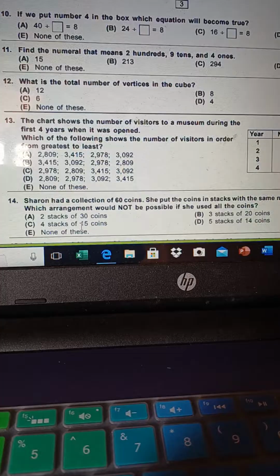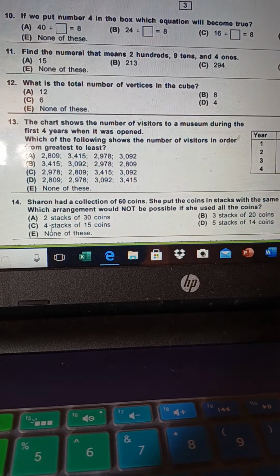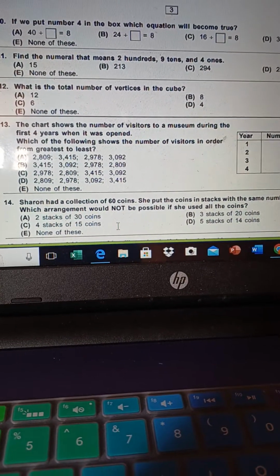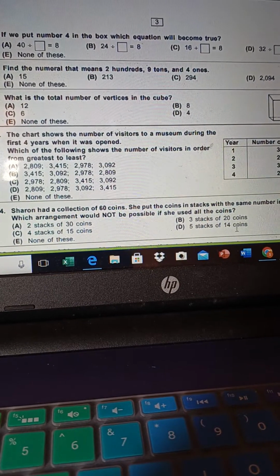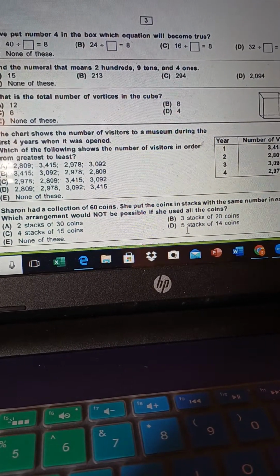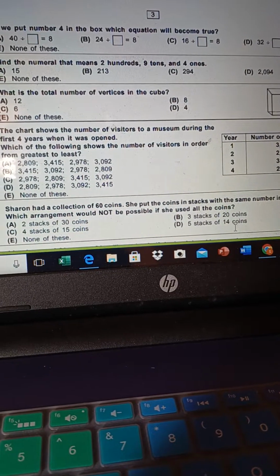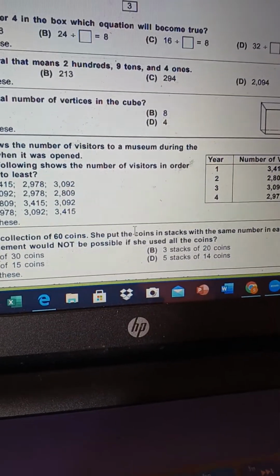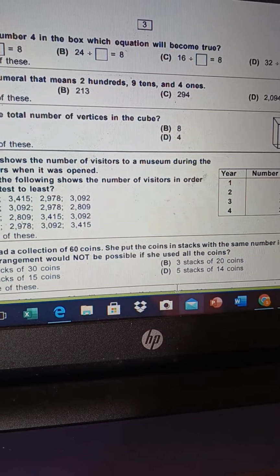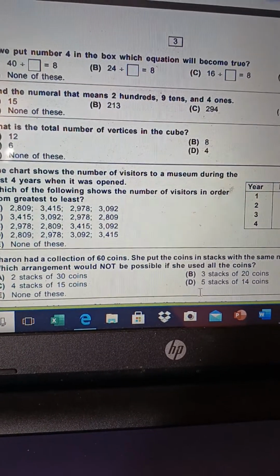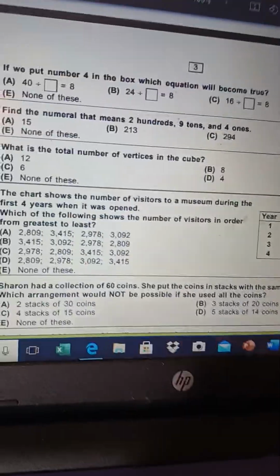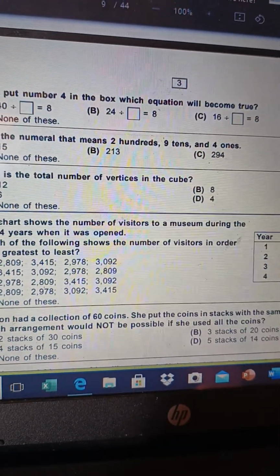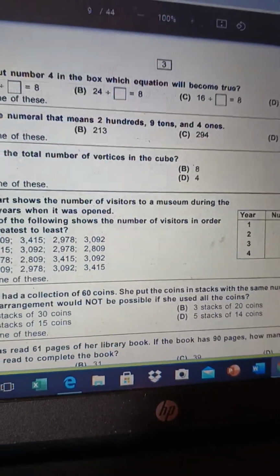So 2 into 30 is possible. 4 into 15 gives us the 60 coins. It is also possible. 3 into 20 is equal to 60 coins. B is also possible. 5 into 14 is equal to 70 coins. This is not possible since the total coins we have is 60. So our correct answer for this question will be D, because it is saying which arrangement is not possible. D is not possible.